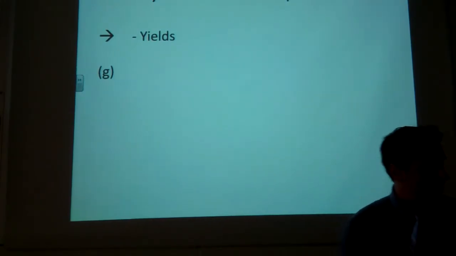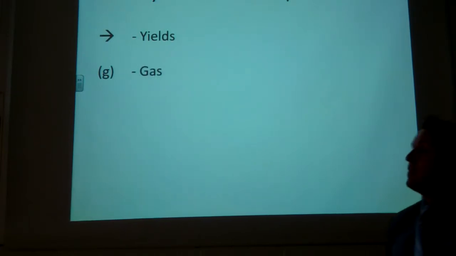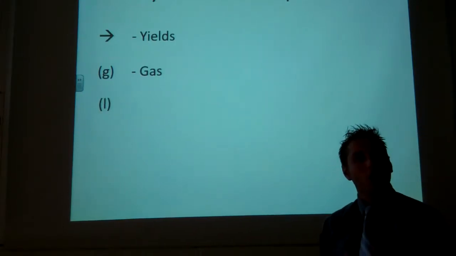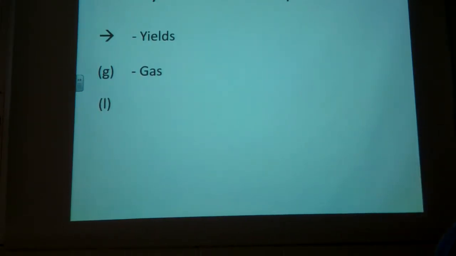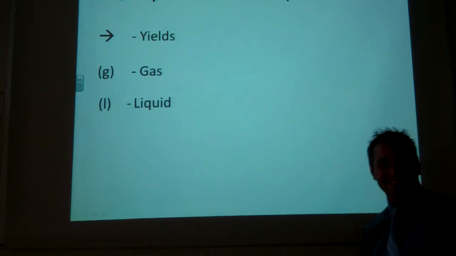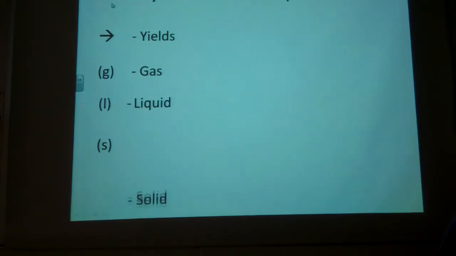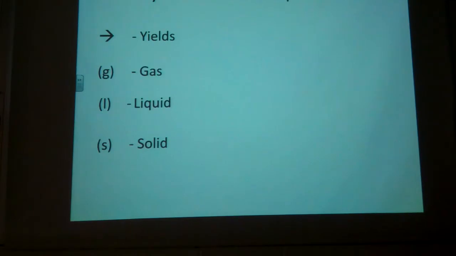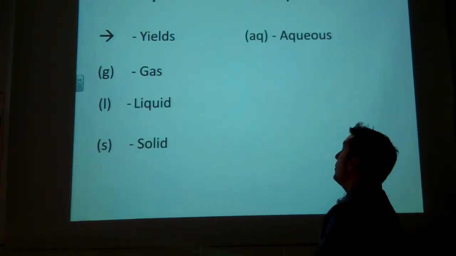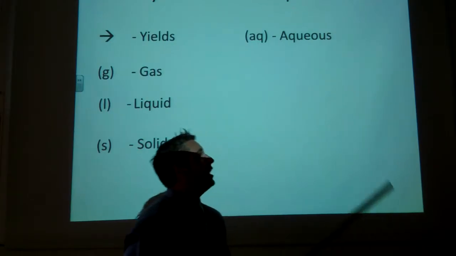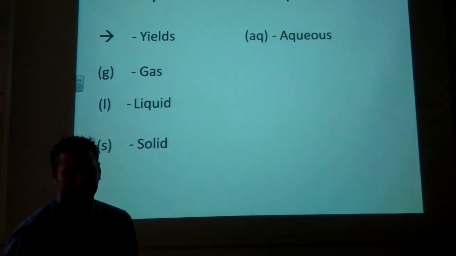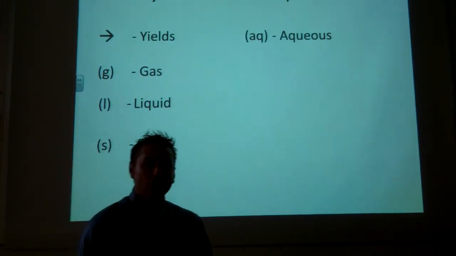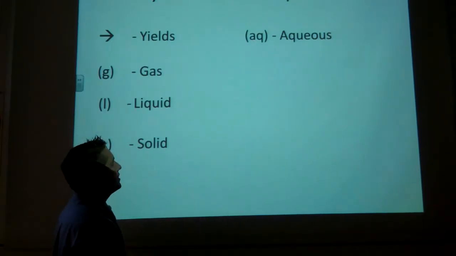If something gets a G next to it, that means it's a gas. If something gets an L next to it, no surprise, that means it's a liquid. If something gets an S next to it, that means it's a solid. Those are pretty straightforward. A little bit of a new one would be if something has an AQ next to it. An AQ stands for aqueous. And all aqueous means, and you may want to jot this down, is dissolved in water. Okay, a substance dissolves in water.